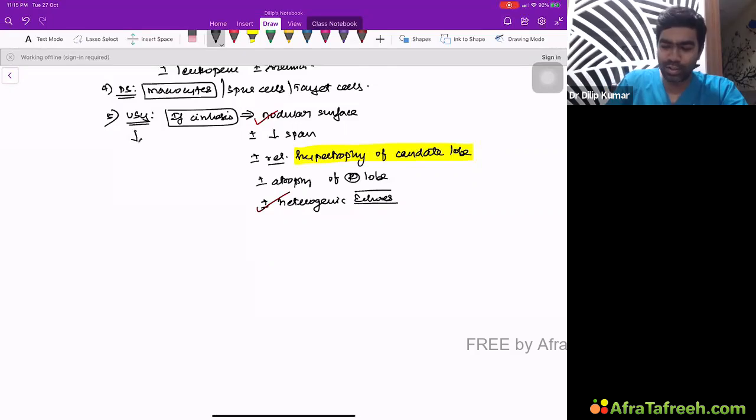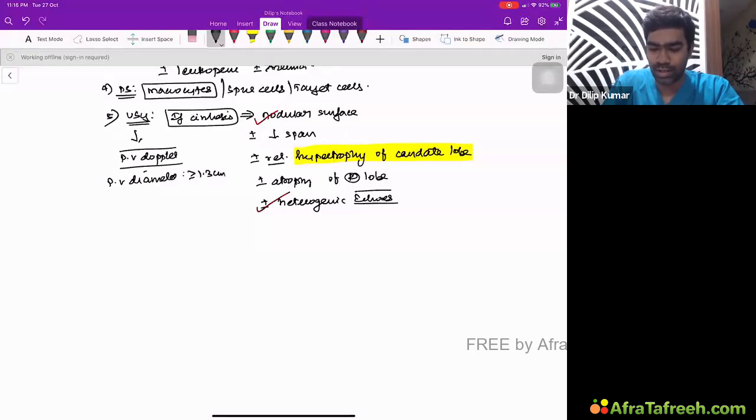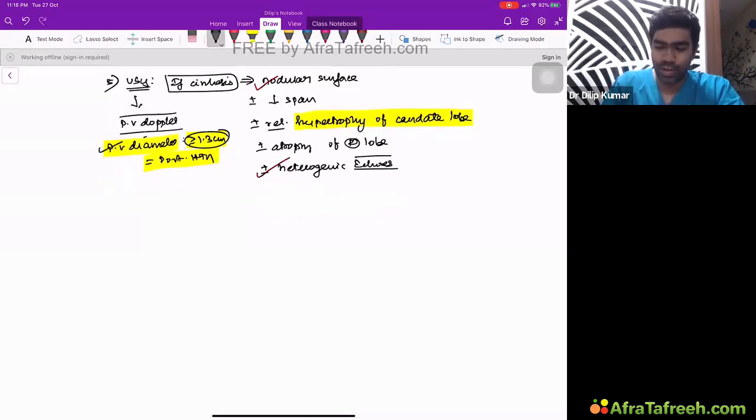One more thing we can do by ultrasound is portal vein Doppler. That's a very commonly performed test. Why do we do that? To see the portal vein diameter. If the portal vein diameter on Doppler is more than 1.3 centimeter, that is suggestive of portal hypertension. This is an exam question. Portal vein diameter more than 1.3 centimeter.